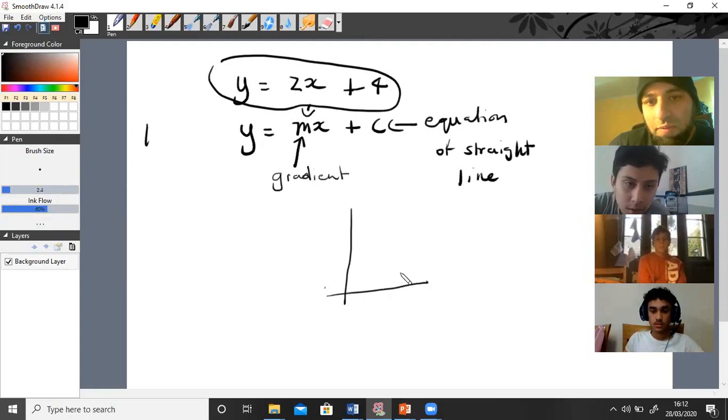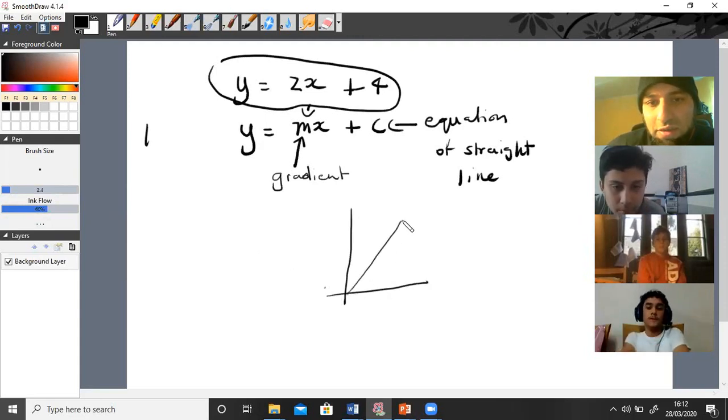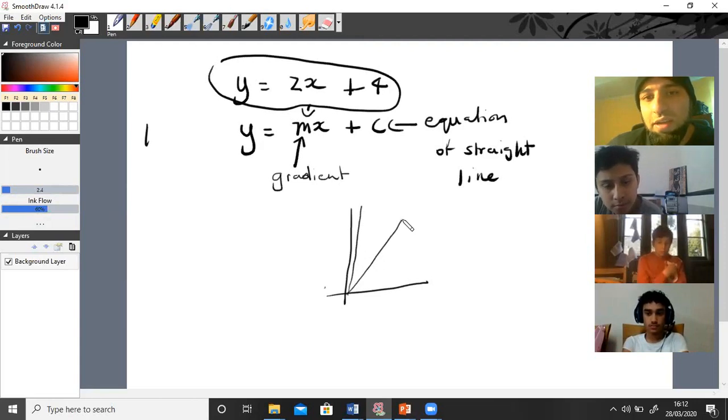If I have a graph and I have a line like this, that's got a gradient that's lower than a line like this, because here m might only be 2. Here m might be 4. So as the value of m increases, the line gets steeper. Do you guys see that?